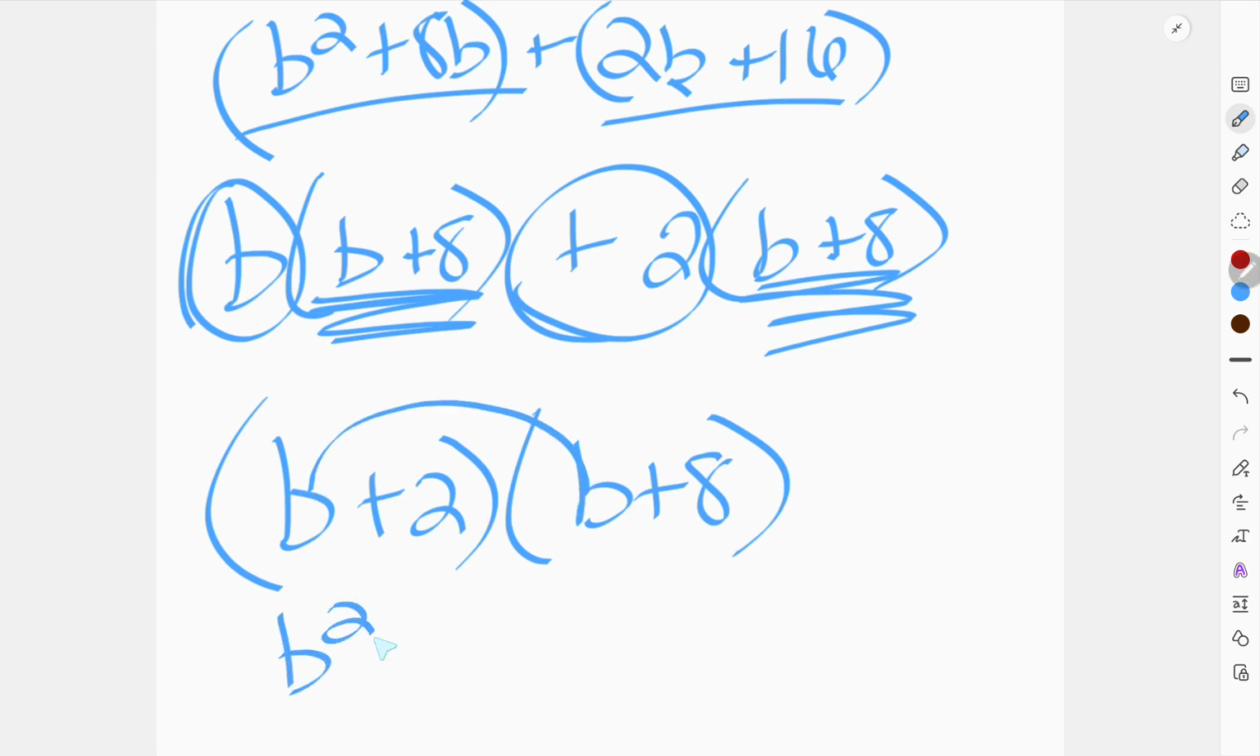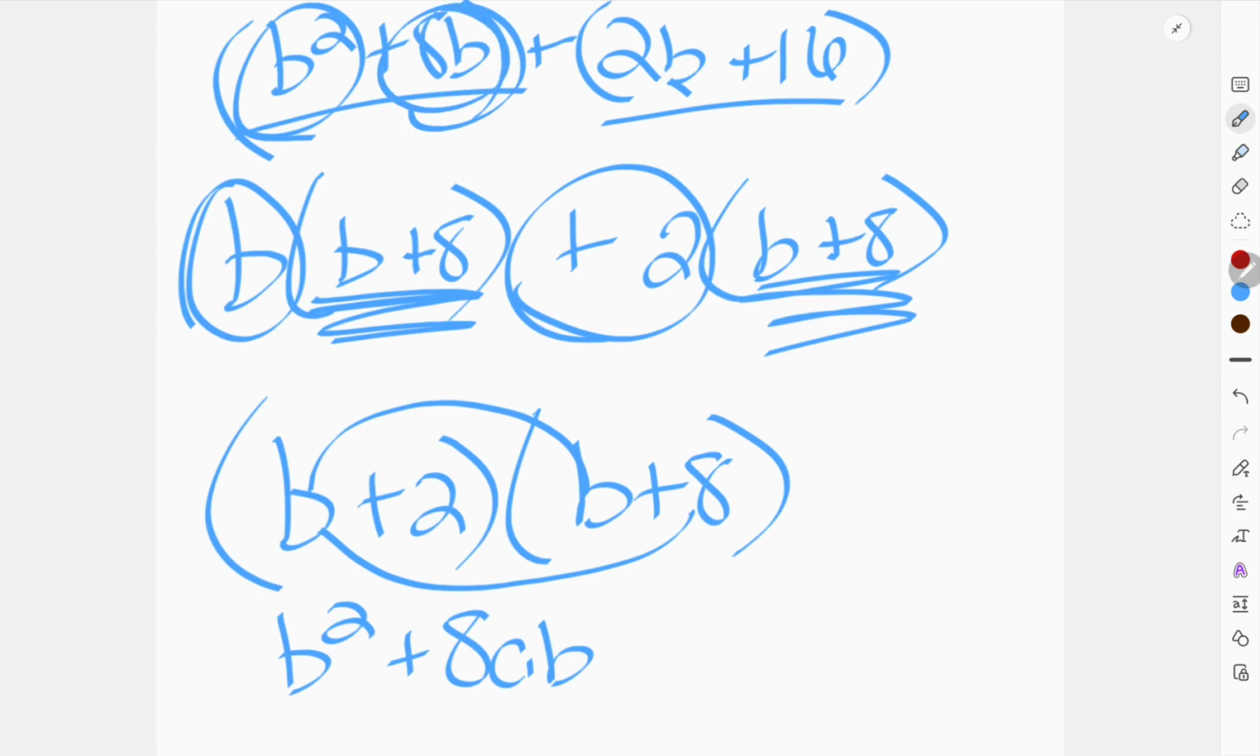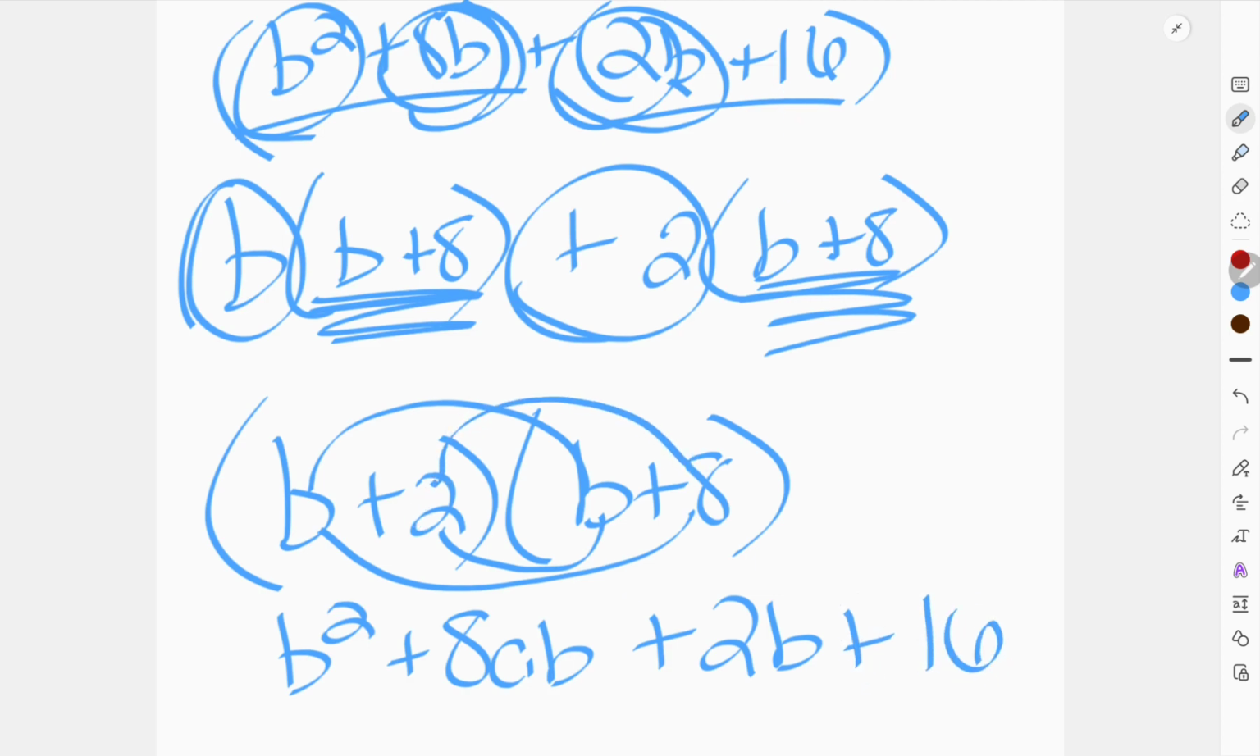You're going to get b squared. I have a b squared right there. You're going to get 8b. I have an 8b right there. You're going to get 2b. I have 2b right there. And you're going to get a 16. I have a 16 right there. Okay? So you just set both of them in parentheses, factor out what is common, and then combine it all together.